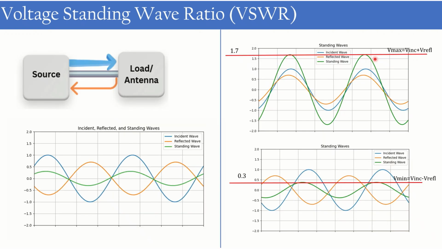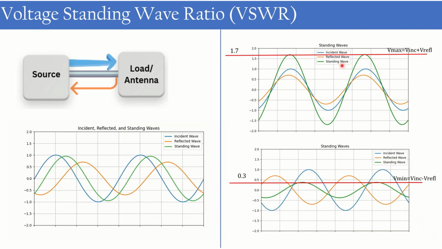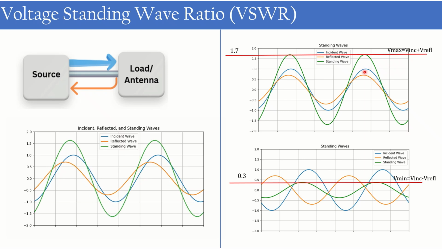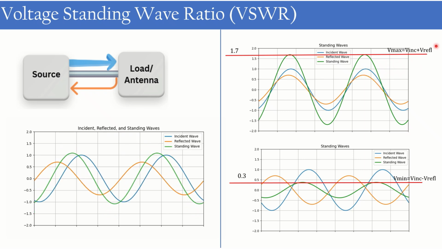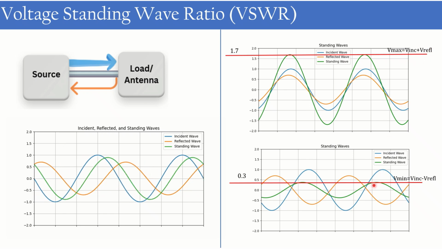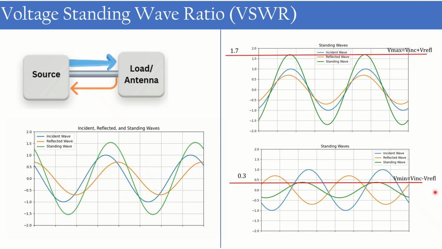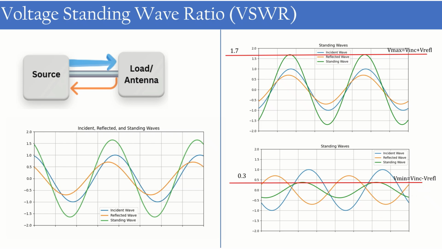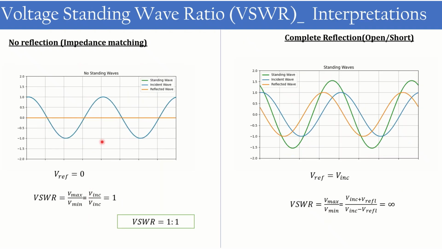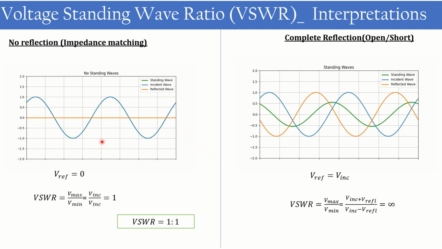I just want to emphasize that the maximum of this standing wave produced due to the interaction of incident and reflected wave will be the sum of both incident and reflected wave, and the V minimum of the standing wave will be the difference of incident and reflected wave. Let's see the interpretations of VSWR for the ideal case and the worst case.